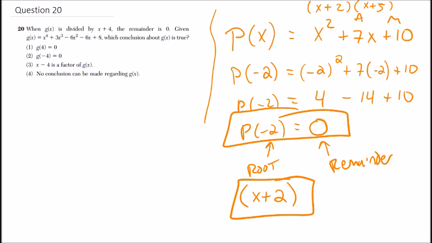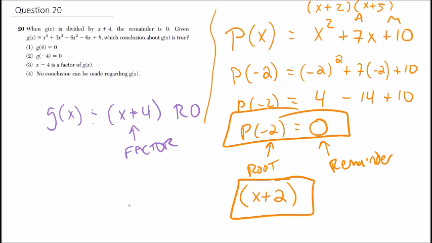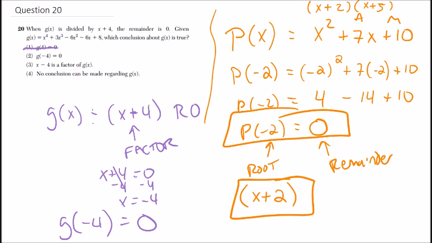So going back to our example over here, if it's saying that when you took g of x and you divided it by x plus 4 and you got a remainder of 0, that means that x plus 4 is a factor. Which means when you put the root back into the function, you should get 0. So the root of x plus 4, if you take x plus 4 and set it equal to 0, you'll get the root. So if I minus 4, that means when x is negative 4, and we substitute that into the g function, we should get 0. So g of negative 4 would be 0.